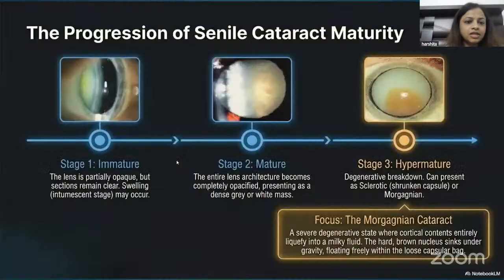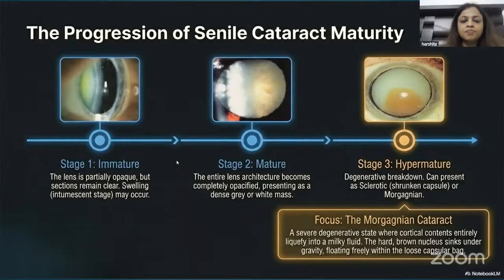Then this is how the progression of senile cataract occurs. This is also one of the types of grading or classification we see. That's how we grade. First is immature, where the lens is partially opaque, but the section remains clear. Swelling, or the intumescent stage, may occur in this stage. Then comes mature, where the entire lens architecture becomes completely opacified.